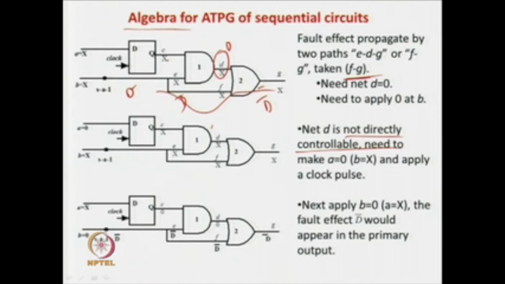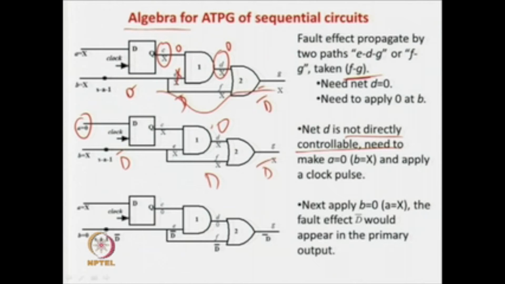C, you may note, is nothing but a secondary output, because it is the output of a flip flop, not directly controllable. So, somehow you have to make this 0. If you want to make this one 0, because you want D to be 0, then somehow you have to make this 0, because we know that 0x is a singular cover. So, to make x equal to 0, what can we do? We have to make A equal to 0 and give a clock pulse. So, immediately D will be equal to 0 and your D prime will be propagated to the output.